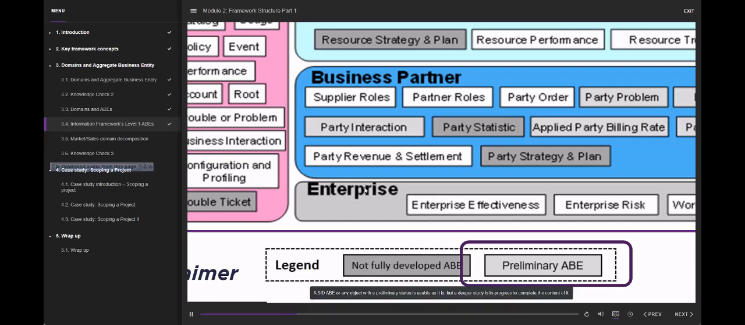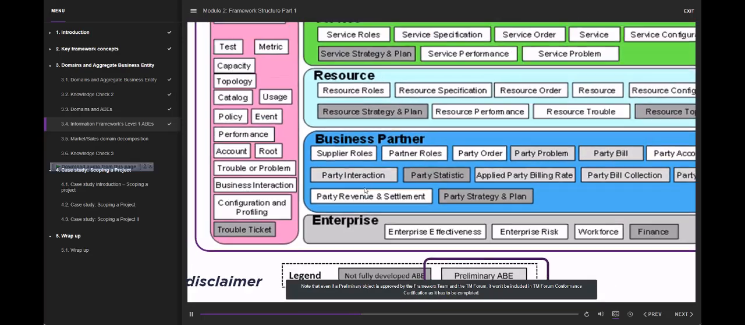A SID ABE or any object with a preliminary status is usable as it is, but a deeper study is in progress to complete the content of it. Some modifications might be made. Note that even if a preliminary object is approved by the framework team and the TM Forum, it won't be included in TM Forum conformance certification as it has to be complete.